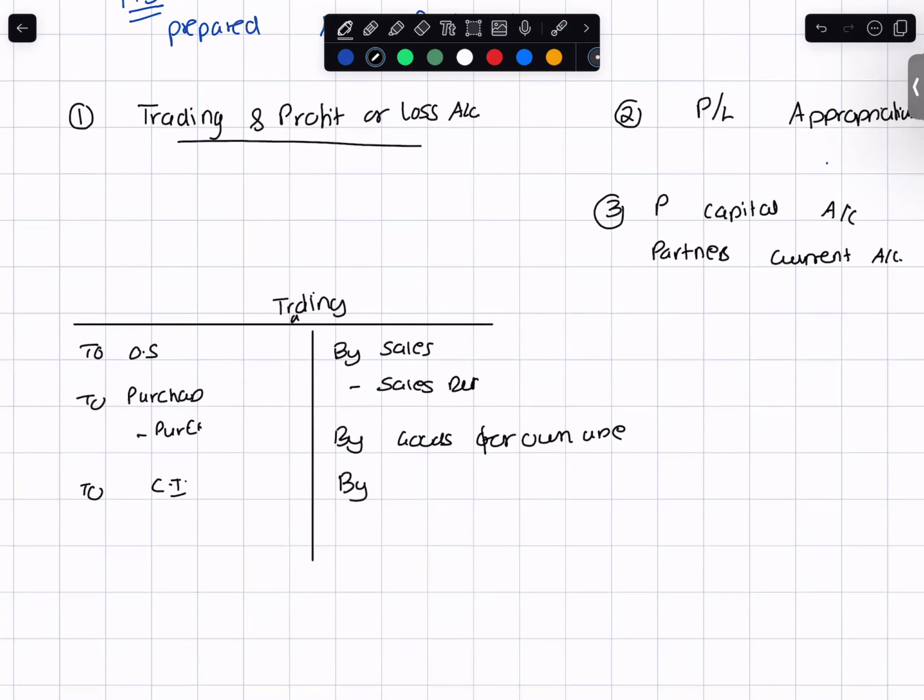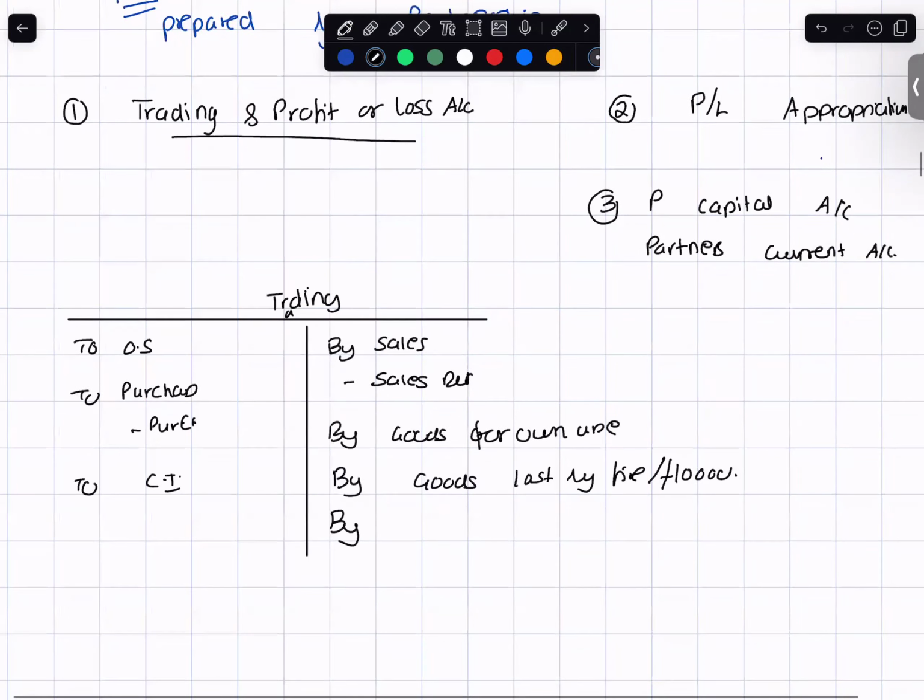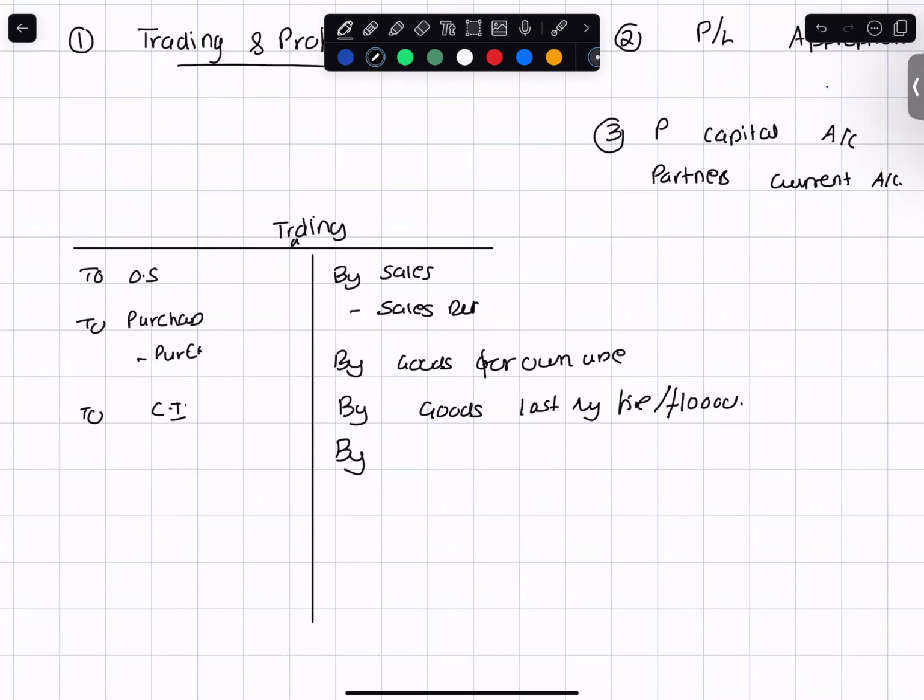You can have goods lost by fire, flood. What else can you have? Goods distributed as free samples. So all this you can have over here on the credit side. And one thing definitely that you should have on the credit side of your trading and profit and loss account is your closing stock. Are you with me?